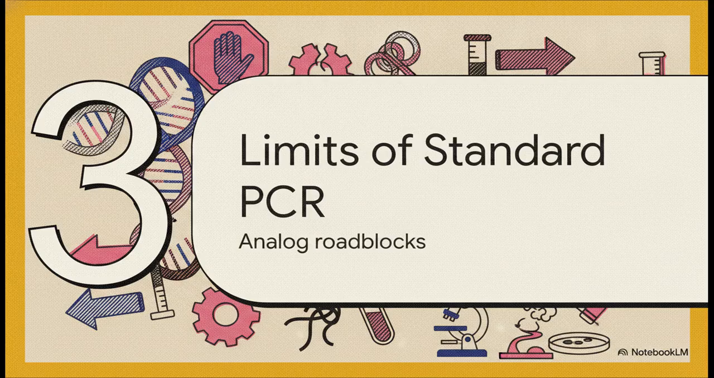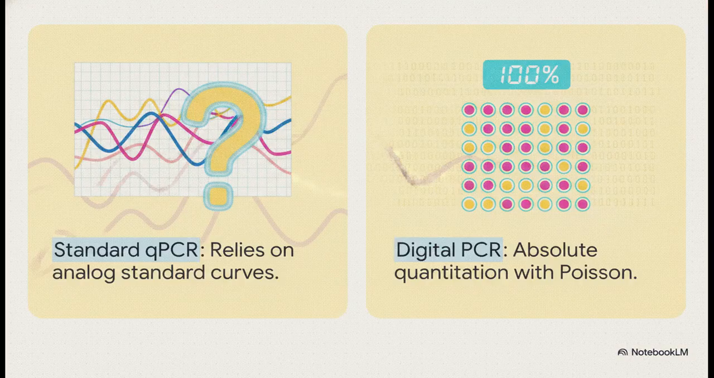Okay, Section 3, the limits of standard PCR. So, the crucial point here is understanding the difference between standard quantitative PCR, or qPCR, and digital PCR. For the past 20 years or so, qPCR has been the gold standard. But if we're being honest, it's an analog technology. It relies on standard curves for calibration, and the operator often has to subjectively choose a signal threshold.